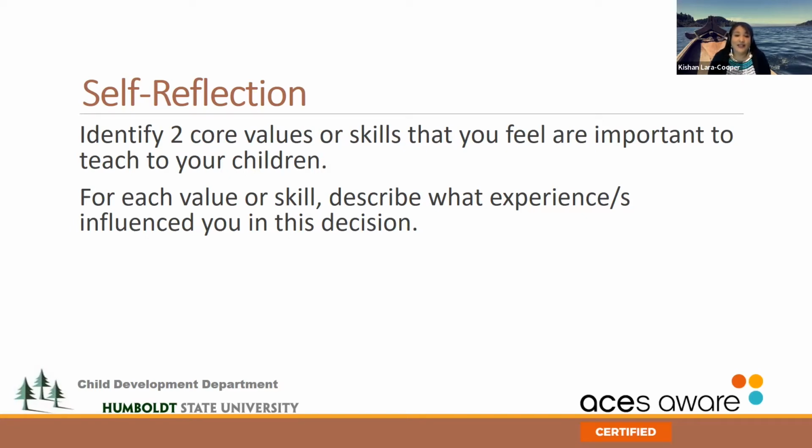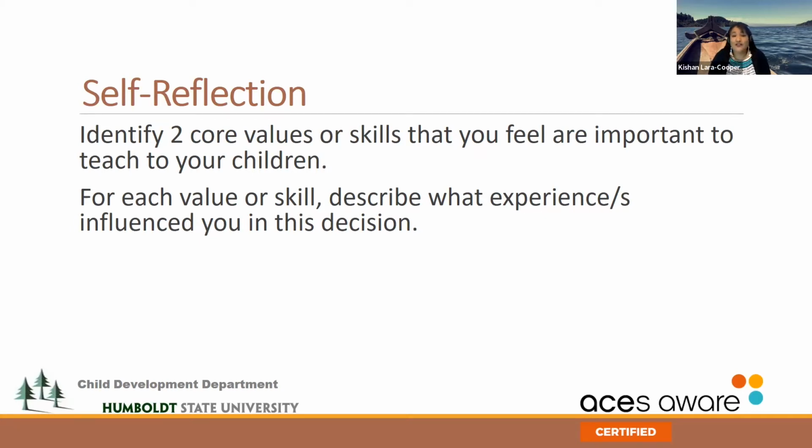If not, it's okay. There are some that I can list. Sometimes when people identify this, they might identify things like respect or relationship, sometimes language, sometimes connection with family. But the thing that's important about this is that when we identify things that are important to teach to our own children, it is often associated with our own experiences, something that influenced us in this decision.